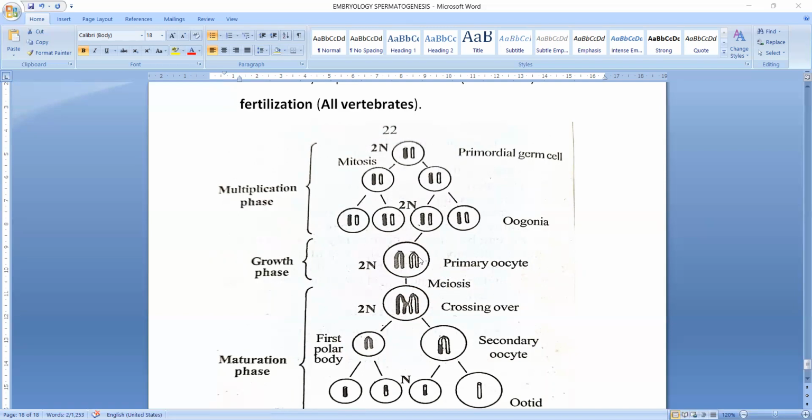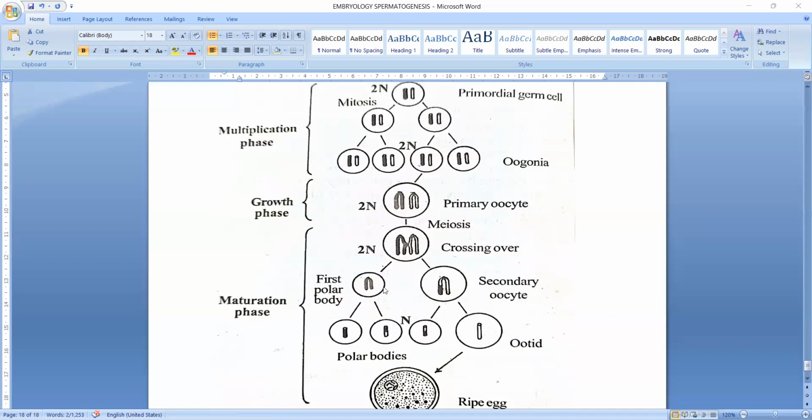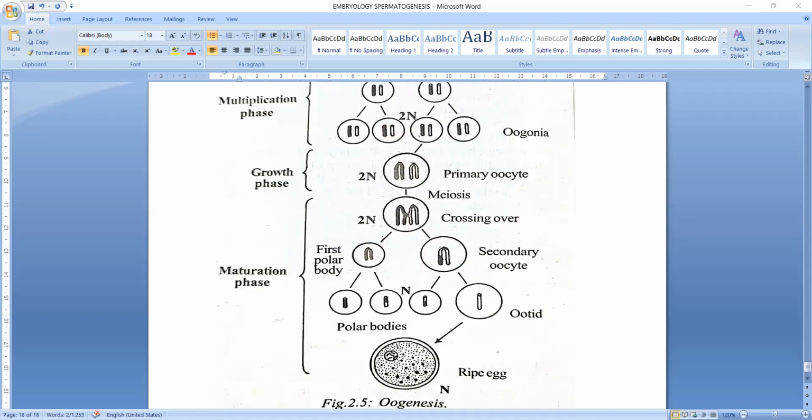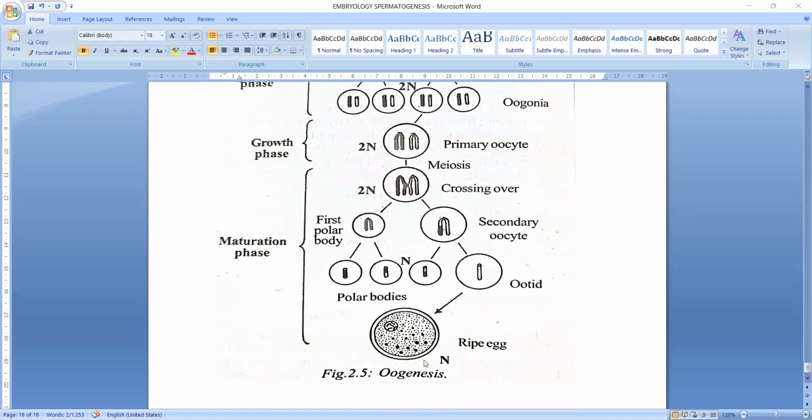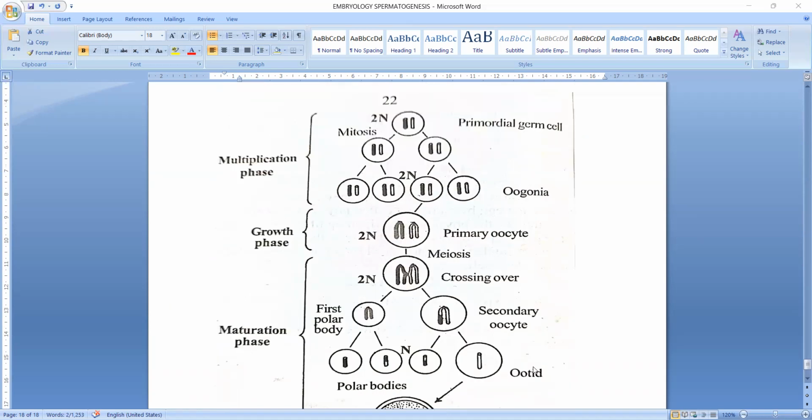The primary oocyte undergoes the first meiotic division to form the first polar body and a secondary oocyte. During the maturation division, the first polar body again undergoes meiosis 2, and the secondary oocyte also undergoes meiosis 2, to form overall three polar bodies and one ovum. If it is immature, it is an oocyte. If it is mature, it is called an ovum. This is how oogenesis takes place.